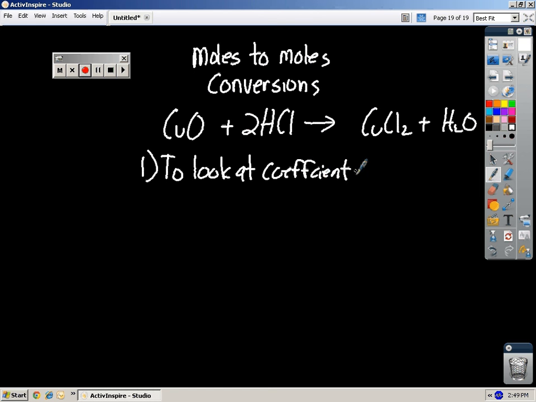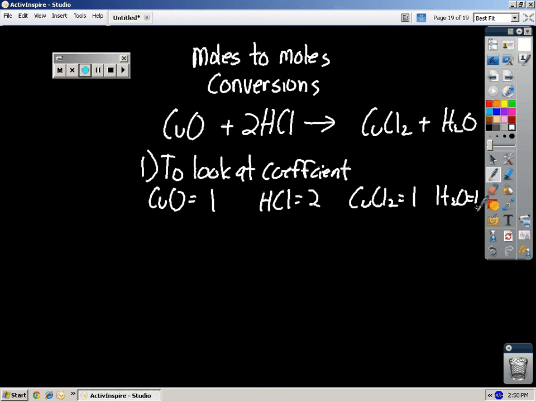For CuO, what is the coefficient? 1. What's the coefficient for HCl? 2. What about CuCl2? And water? This is going to be our mole ratio that we're going to use in order to solve our problem. To put it more simply, you have 1 mole of CuO to 2 moles of HCl to 1 mole of CuCl2 to 1 mole of H2O. You guys see that? Just looking at the coefficients, that is how many moles you have of each.